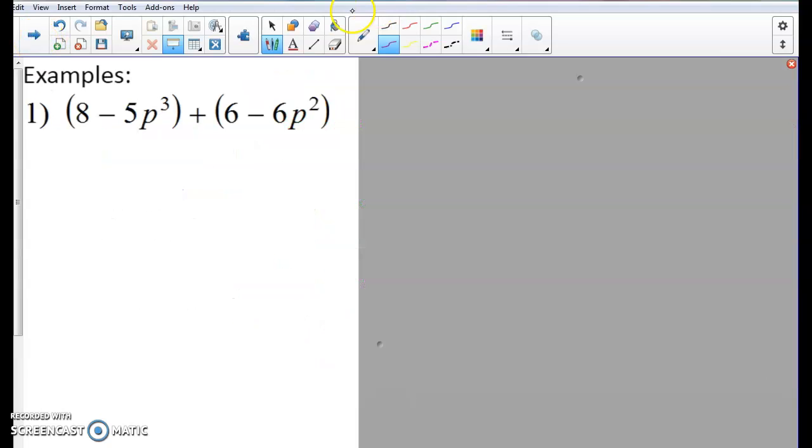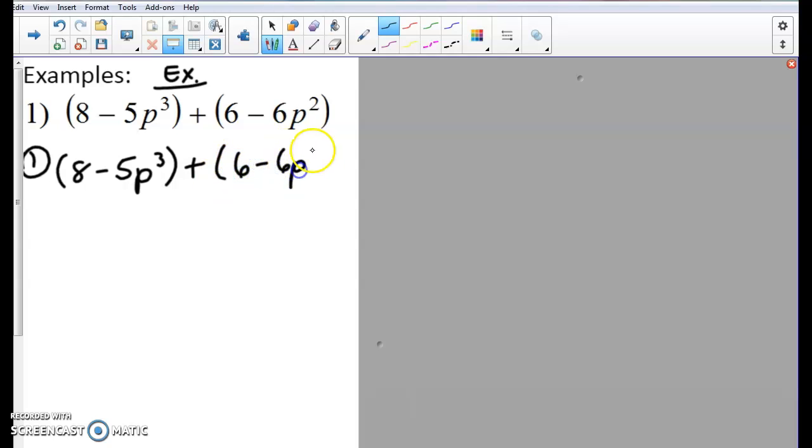So let's now see this combining like terms in action. So example 1. Remember, just write EX for example. I'm going to rewrite example 1. That way it gives you time to rewrite it too. So we got 8 minus 5p cubed plus 6 minus 6p squared.